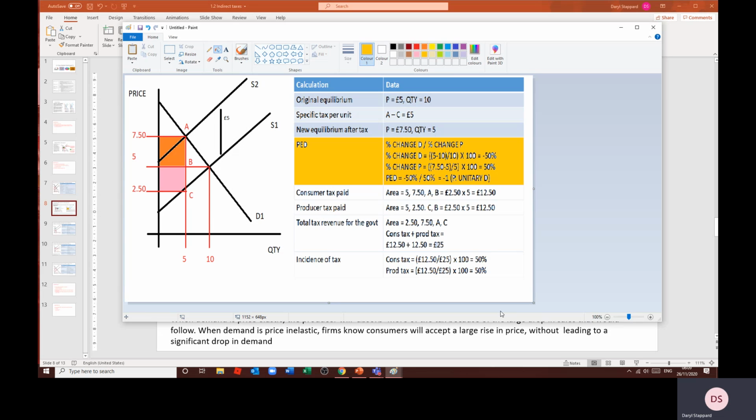And look at this, we can see this with these numbers. The original demand was 10, it's fallen to 5. We've got a 50% reduction in the market size. The price has gone from £5 to £7.50 in the marketplace. So that is a 50% increase in price. So we've here got a score of -1 from the PED formula, which is price unitary demand. So clearly when demand is price unitary, the tax will be split equally between the consumer and the producer.